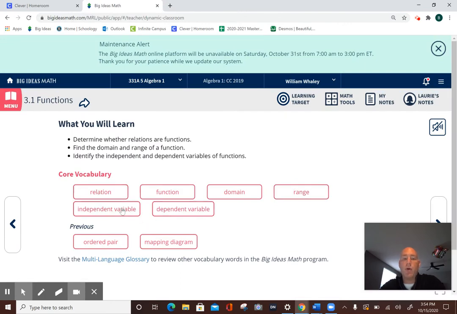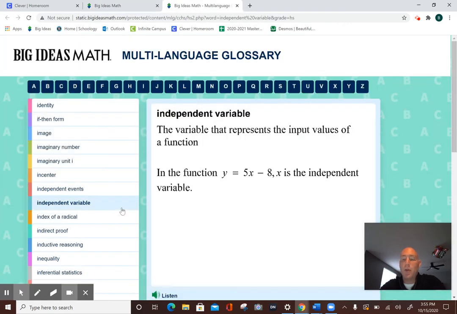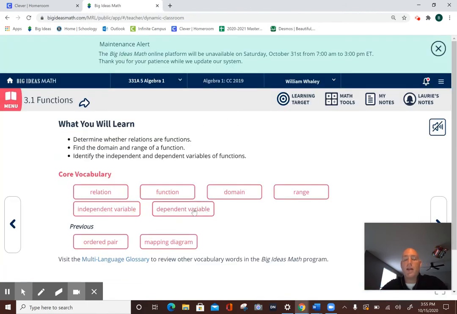Independent and dependent variable are the same as input X and output Y, but typically you use independent variable when you're talking about a story problem. So the independent variable is the X. It's the one you put in. The dependent variable is the output, or the Y. It's the one that comes out.